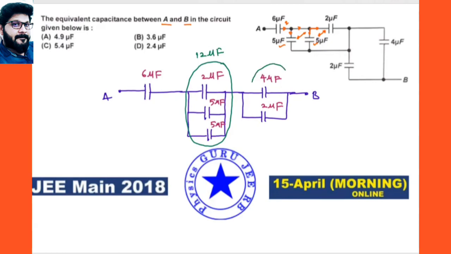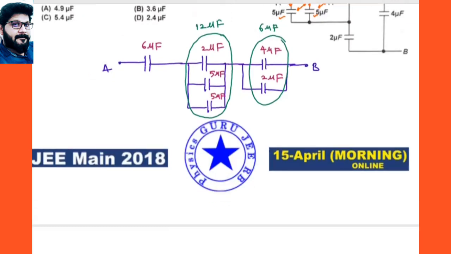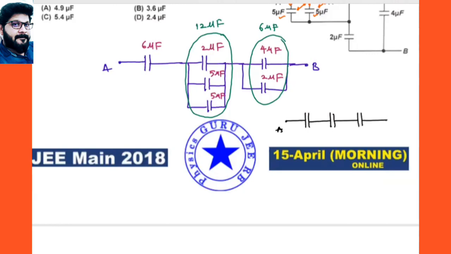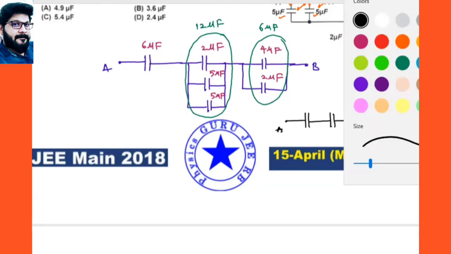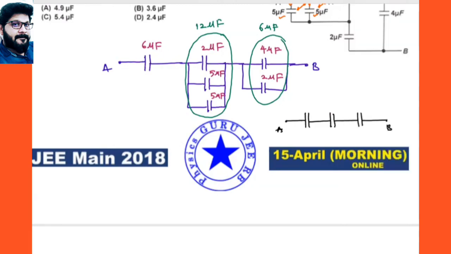And this combination is 6 microfarads. Now you can reconstruct this circuit. Reconstruct 1, 2, 3. That's all over A and B. Reconstruct here. So we'll get 6 microfarads, 12 microfarads, and 6 microfarads.